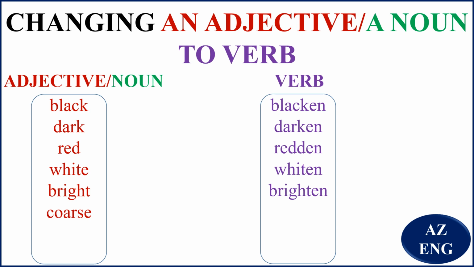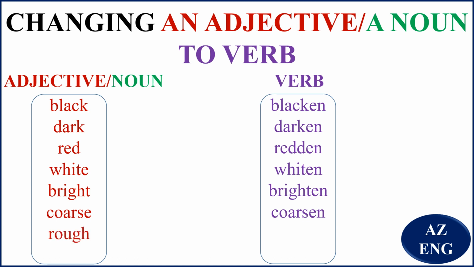Now, coarse, that is rough. It is not soft. So the action, what you say is, if you want to increase the roughness of something, you just say coarsen. And you can say that the thing, for example, let's say your skin, my skin coarsens. That is, the roughness of my skin has increased. Or you can say, I don't want to use this thing. Why? Because it coarsens my skin.